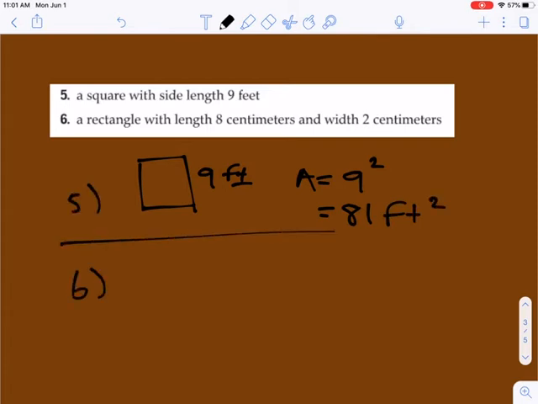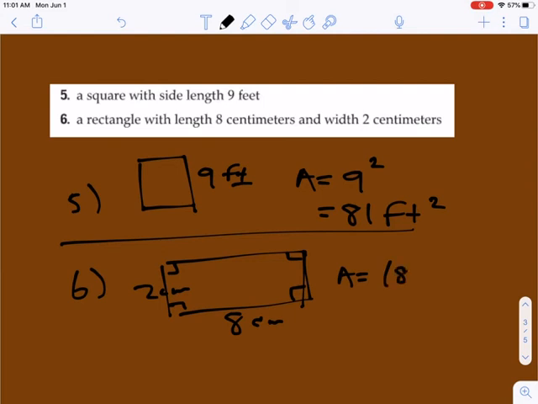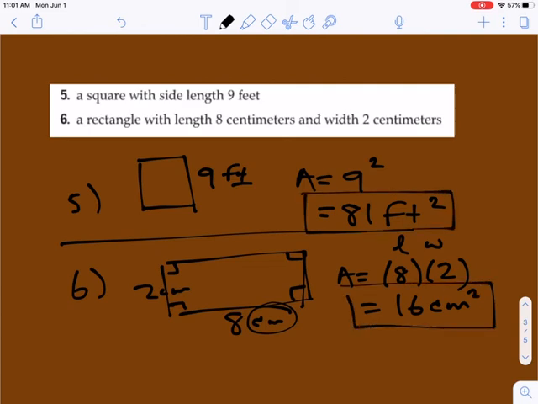For number 6, a rectangle with length 8 and width 2. If you have something like this, your width is 2, your length is 8. It's a rectangle, even though I obviously didn't draw that very well. And it's centimeters. Your area formula would be your length times your width, so 8 times 2, which gives me 16. And then my unit would be centimeters squared. All right, and that's how that works. It is that simple. Go forth and find area.